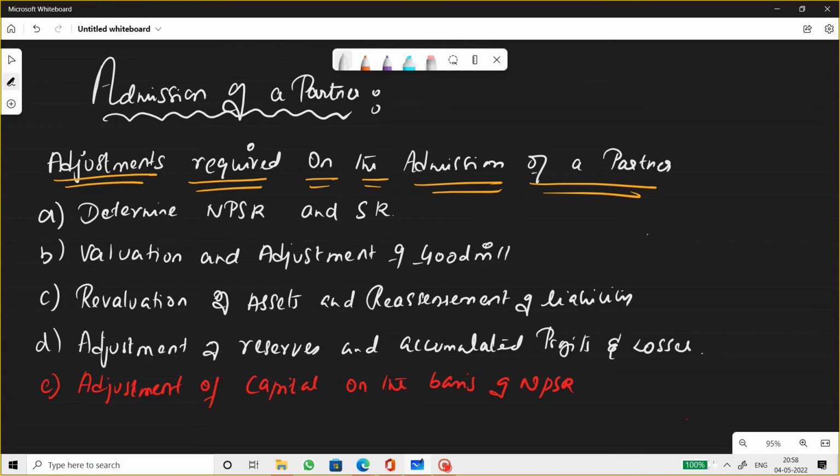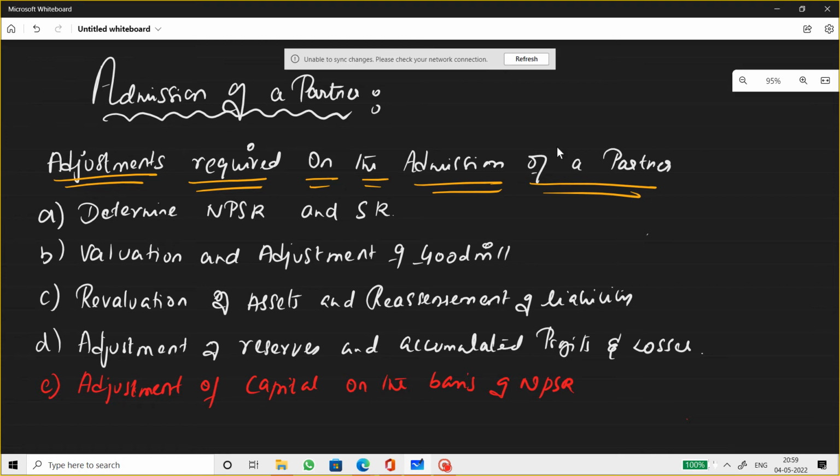Good evening all. Today we're going to start with the chapter called Admission of a Partner, in which the main topics that need to be covered: adjustments required on the admission of a partner. Well, the basic theory of why a partner is admitted and what are the effects of admission of a partner is all that you can see in your textbook.